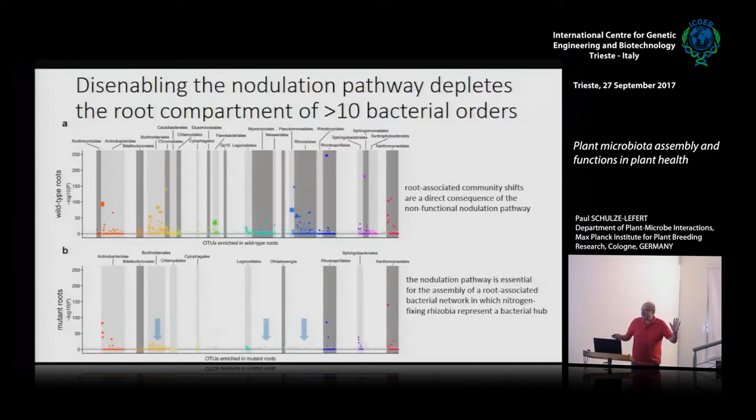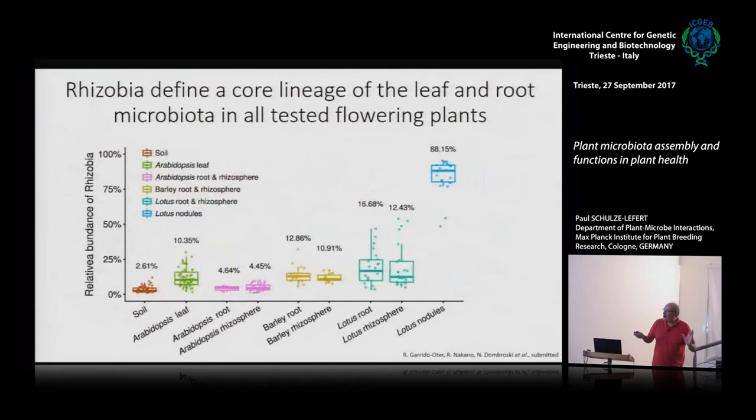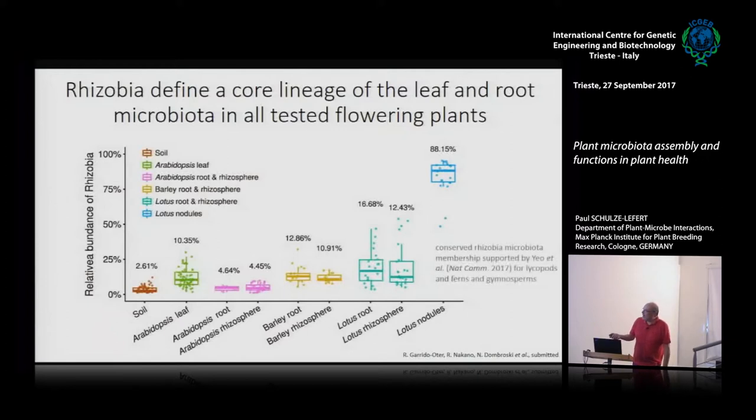Now, normally here the story ends, but what we learned when we extended these experiments, our community profiling, not only with a legume, lotus root, rhizosphere, and we see inside lotus nodules, there's a very specific, very high enrichment of rhizobia. But what we noted is that in non-legumes, so plants that do not engage in nitrogen fixation, we also see an enrichment of rhizobia substantially over unplanted soil. So it's not really restricted to legume plants. And I think this is supported by a recent publication that there's a conserved rhizobia microbiota membership in all flowering plants, not only in legumes.